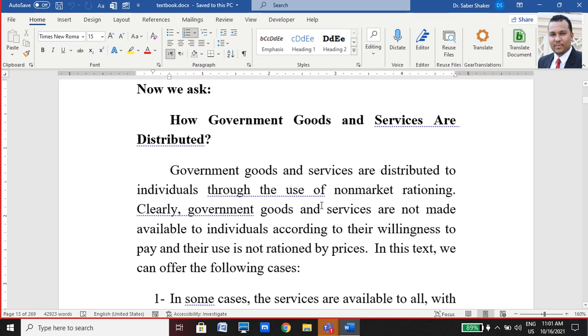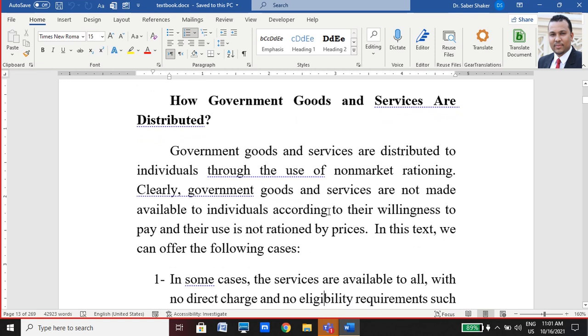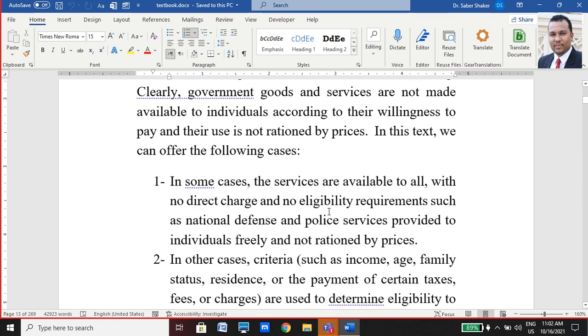When we explain this, government goods and services are not made available to individuals according to their willingness to pay, and their use is not rationed by price. So with the concept of non-market rationing, there is a neglect of the concept of willingness and ability to pay. For example, case number one is when the services are available to all, without excluding any residents.